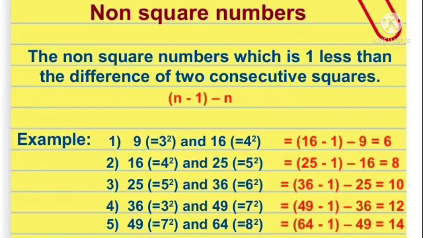Non-square numbers. The number of non-square numbers between two consecutive squares n minus 1 and n is given by the difference of the two squares minus 1. Example 9 and 16, which is equal to (16 minus 1) minus 9 is equal to 6. Second example 16 and 25 is equal to (25 minus 1) minus 16 is equal to 8. There are three more examples given in the following manner.